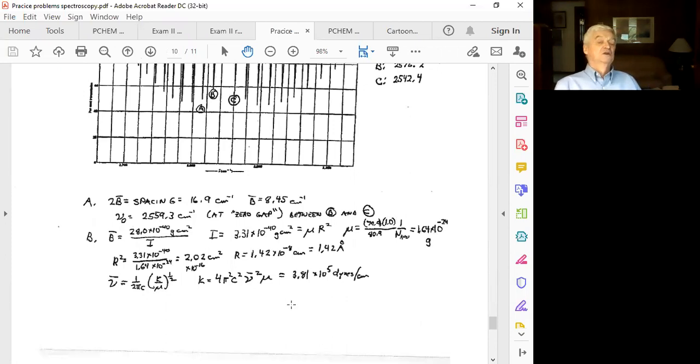Notice when you do grams, centimeters, seconds units, you will typically get an answer for a force constant of a single digit times 10 to the 5th dynes per centimeter. That's equivalent to 3.81 millidynes per angstrom or 381 newtons per meter. But if you just stick to centimeters and grams, these are the units that you will get.